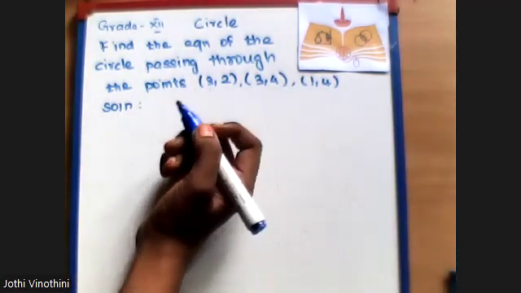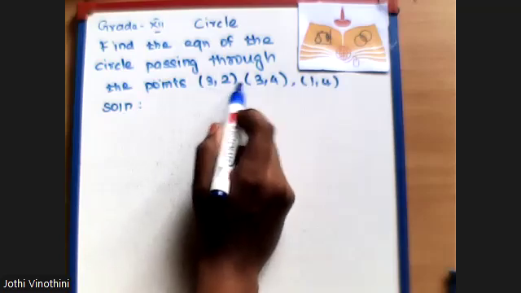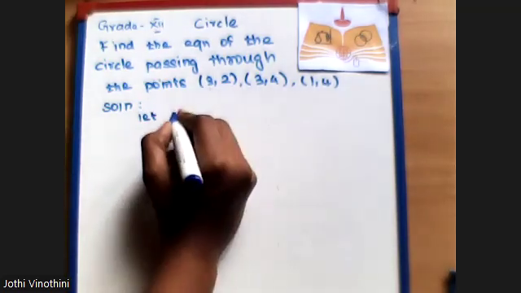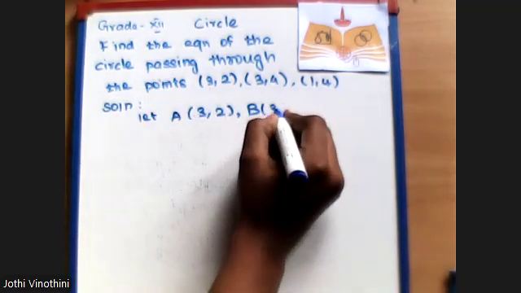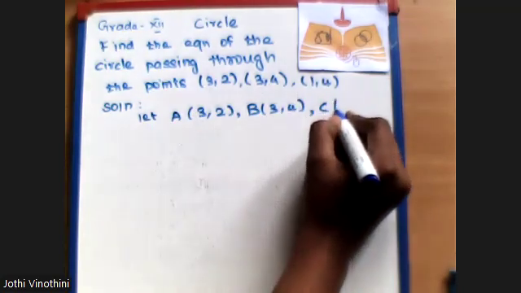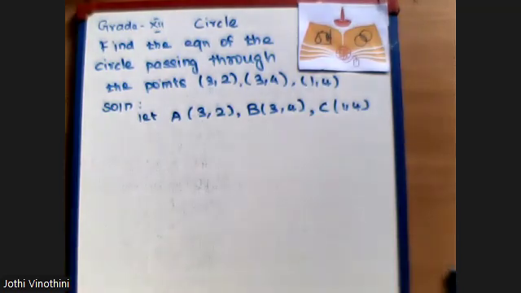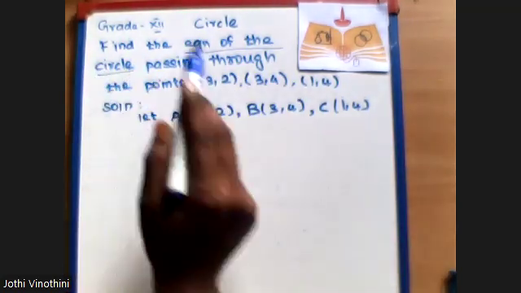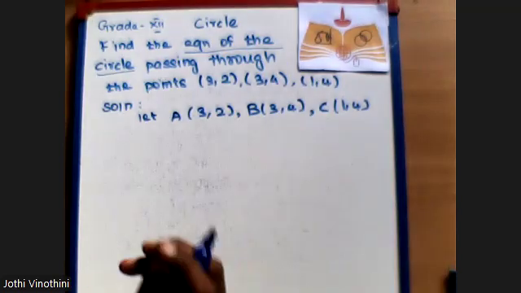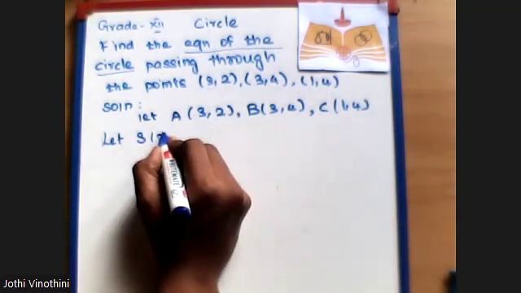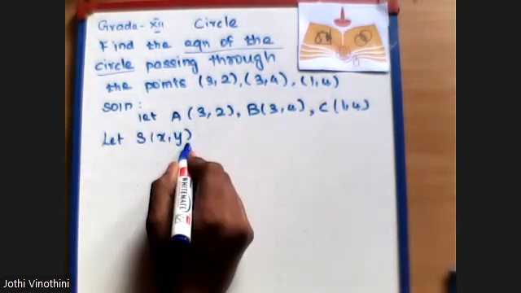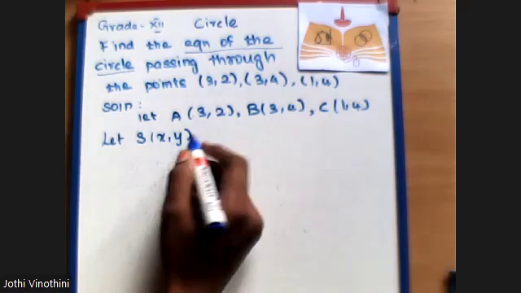They are given 3 points. I'm going to name them A, B, and C. Let A be 3, 2 and B be 3, 4 and C be 1, 4. Clear? And we are going to find the equation of a circle. For that, I'm going to assume another point. Let S be the other point, it will be X, Y. I'm going to consider this point as the center of the circle.